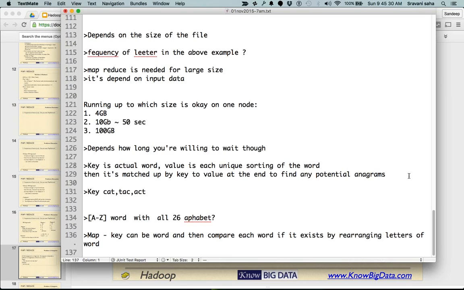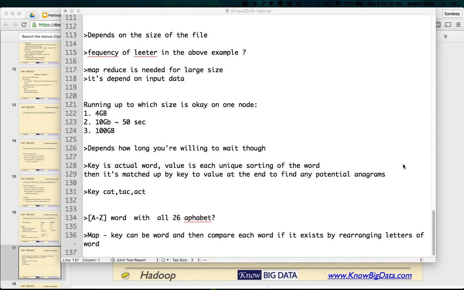Rohit says that the map key can be the word, and then compare each word if it exists by rearranging the letters of the word. We cannot compare because you can imagine that if there are a billion words, will you compare each one against each one? That will be an impossible work.